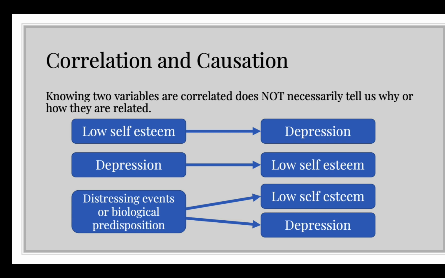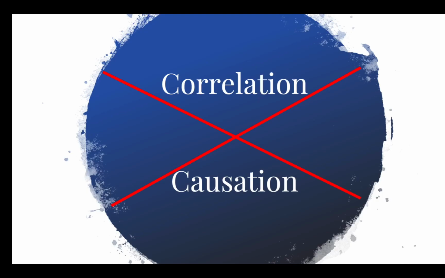Now, when you get questions on the AP test, they're going to try to trick you on the College Board. They're going to say something like, here's one variable and here's another variable, how did this variable cause something in this variable? And you're going to say, low self-esteem cannot cause depression only, and depression cannot cause low self-esteem only. There's lots of different reasons.